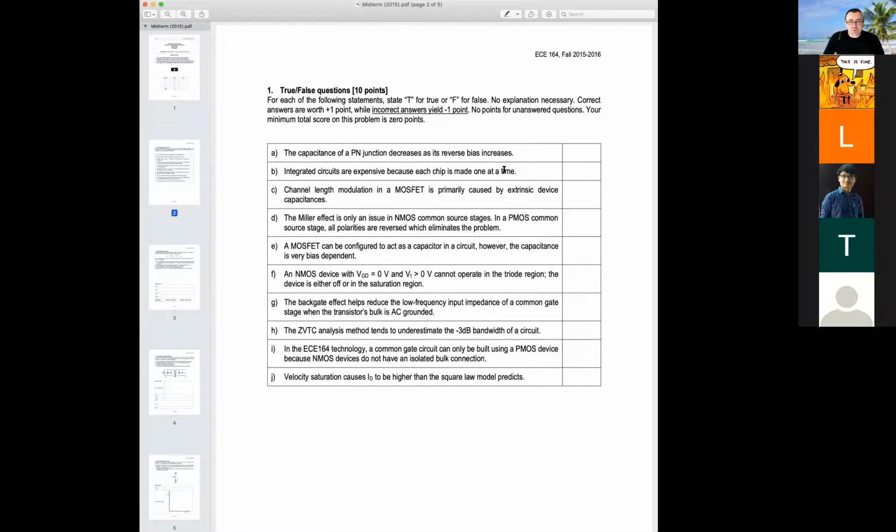All right, so format of the exam, there will be 10 true false questions. There are questions that look something like this. The capacitance of a p-n junction decreases as its reverse bias increases. You simply need to write T or F. That's it. No justification. You don't need to tell me why. You don't need to tell me caveats or weird corner cases. It's true or it's false.